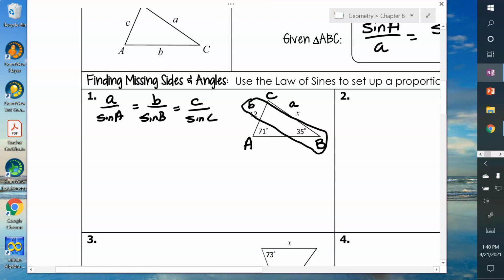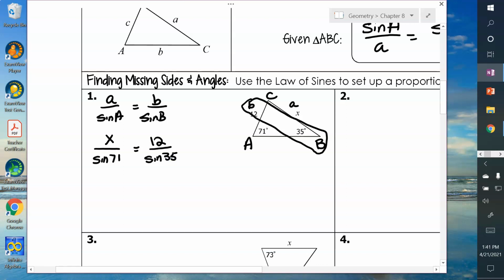Now, I'm not going to use all three sides and angles because notice I have one pair of opposite side and angle, and then I have another angle and I'm looking for its opposite side. So I don't need C at all. So I'm just going to take this out of here and I'm just going to use A over sine of angle A equals B over sine of angle B. A is what I'm looking for. So that's X. Sine of A, so sine of 71 equals little b, which I was told was 12, and sine of B is sine of 35.